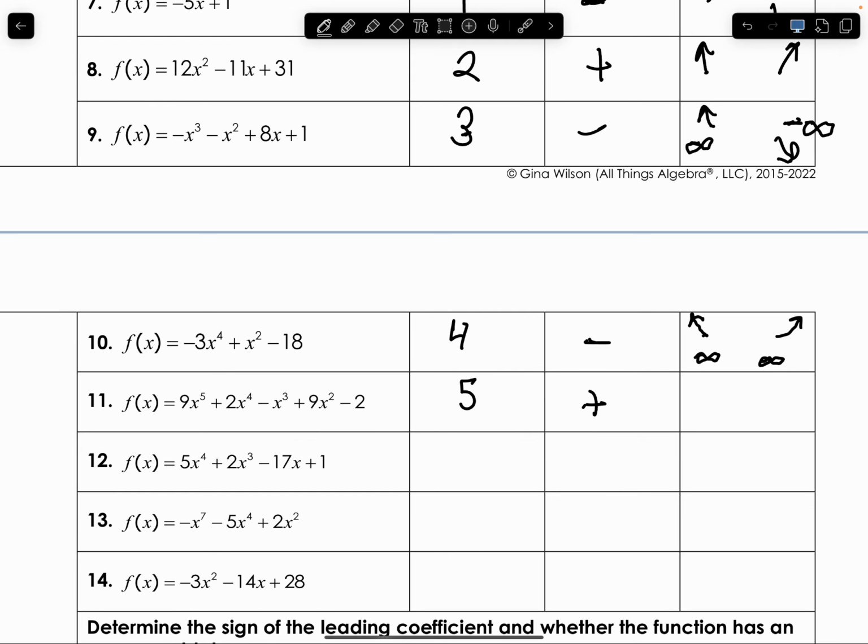Okay, and it's a, so it's a negative positive. You could say it with the arrows or with the infinity symbols. Highest power, the degree is 4. It's a positive leading coefficient, so it's up, up. Positive infinity.